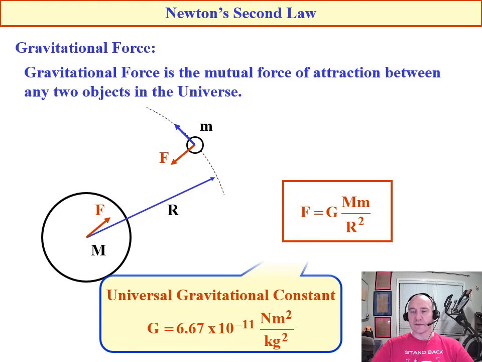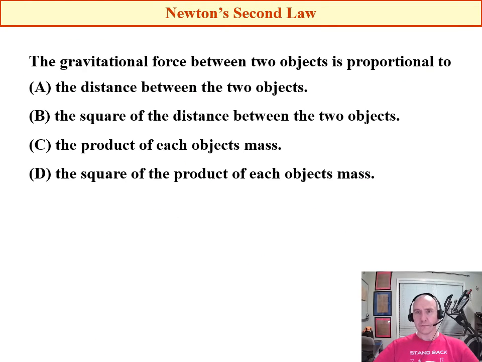Now that gravitational constant, capital G, was experimentally found to be 6.67 times 10 to the negative 11th. This was a working together between Newton and Kepler. Kepler made a lot of observations and took some data, and then Newton was able to formulate the equation and come up with a gravitational constant G based on that data. All right, take a second and see if you can answer this question.